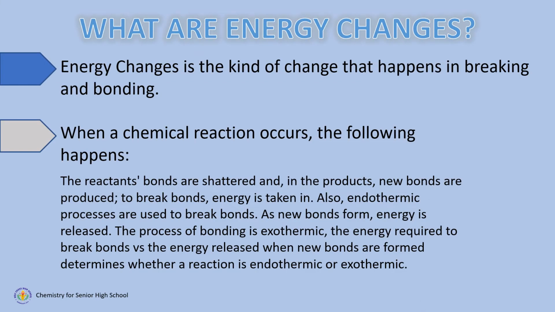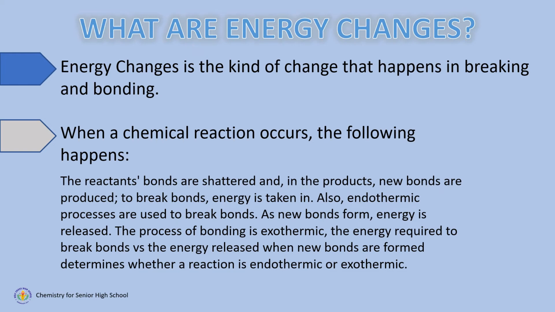What are energy changes? Energy changes is the kind of change that happens in breaking and bonding. When a chemical reaction occurs, the following happens. The reactants' bonds are broken, and in the products, new bonds are produced. To break bonds, energy is taken in. Also, endothermic processes are used to break bonds. As new bonds form, energy is released. The process of bonding is exothermic.